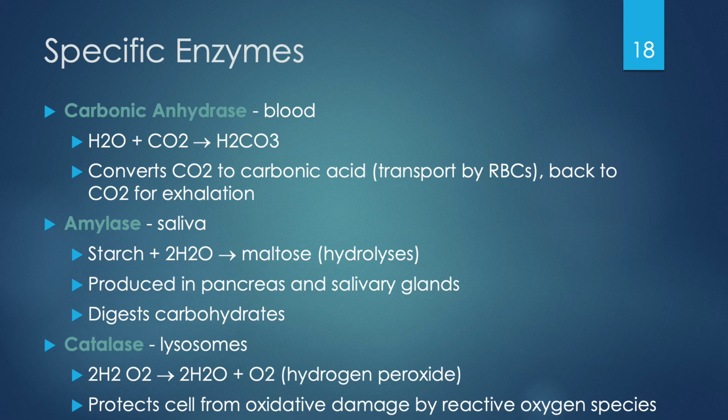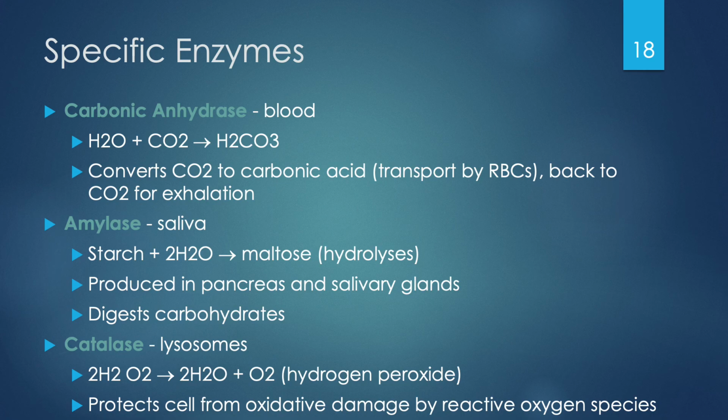Amylase is also another specific enzyme that we need to look at, and it's important in saliva. So you're going to be doing some testing with this in your labs, and it's a lot of fun. But basically what it's going to do is be produced in your pancreas and your salivary glands, and it helps us to digest carbohydrates. And what are carbohydrates? Sugars, right? So we'll talk more about that in the lab.